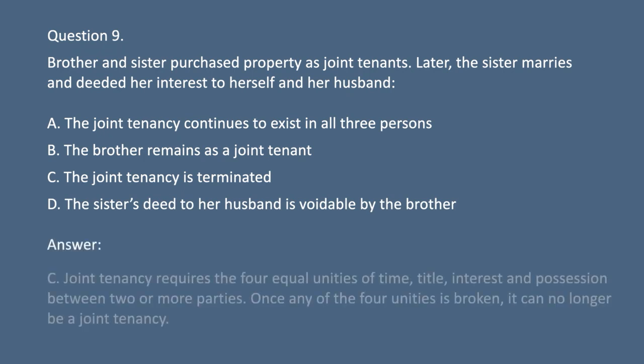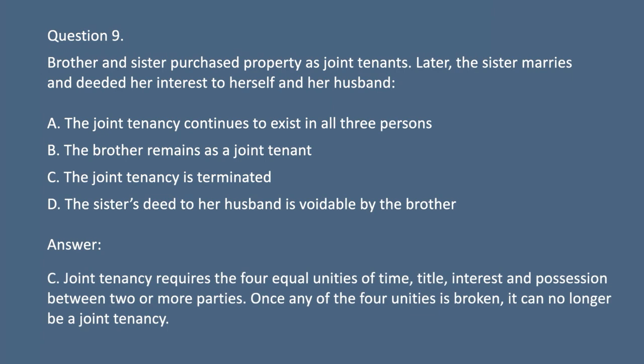Answer: C. Joint tenancy requires the four equal unities of time, title, interest and possession between two or more parties. Once any of the four unities is broken, it can no longer be a joint tenancy.